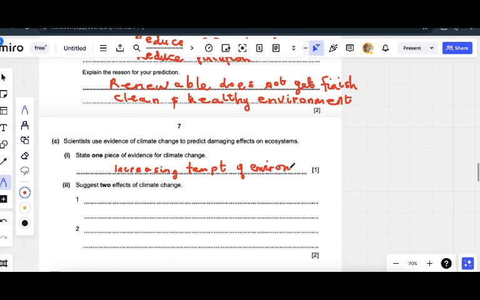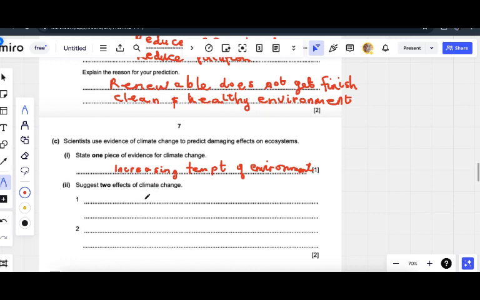Or our environment is getting warmer. So our warm environment is evidence that there's climate change. Pollution, deterioration of health, and so on and so forth. You can write any one point. You just need to write one point to get the one mark. If the question carries one mark, just write one point. No need to write long sentences.